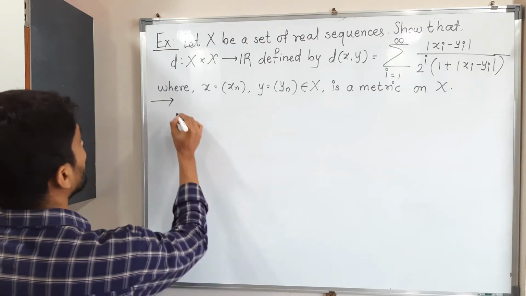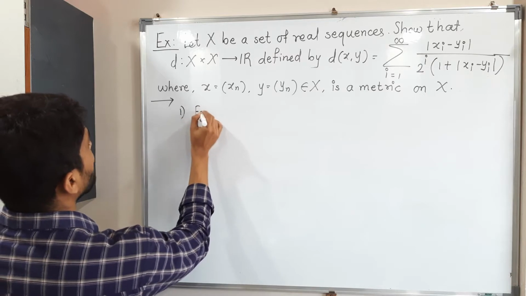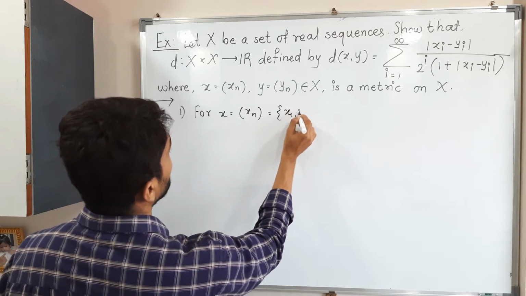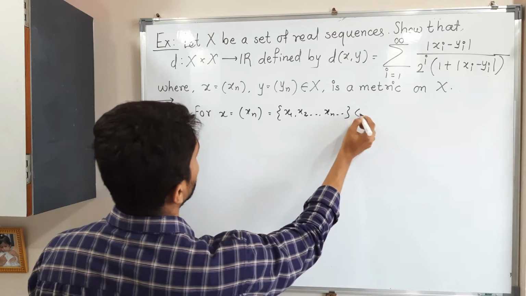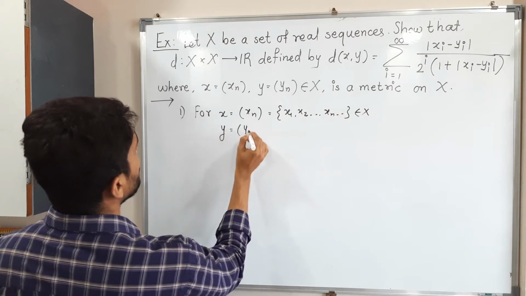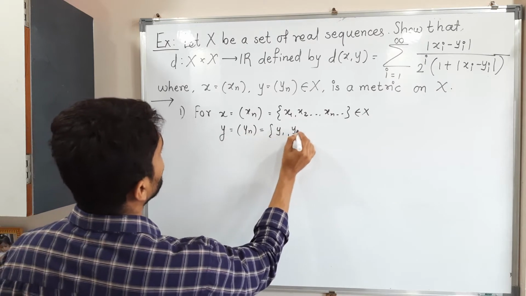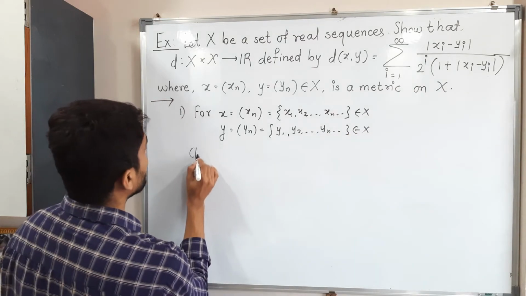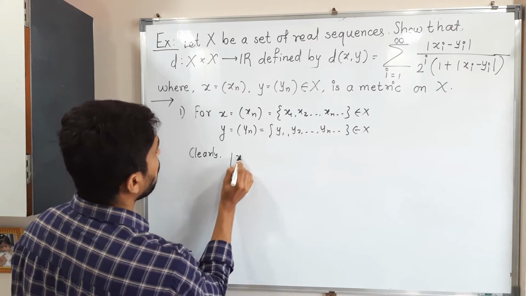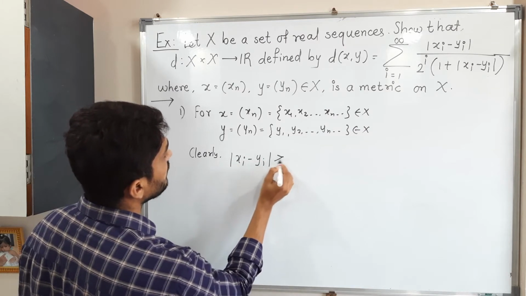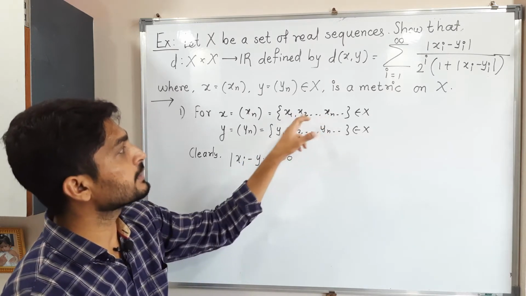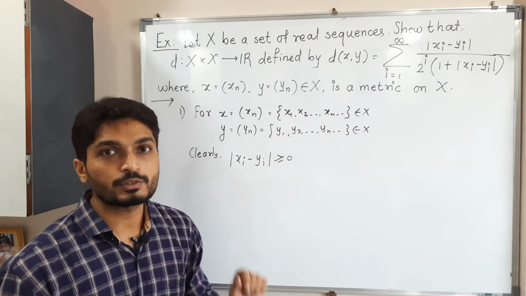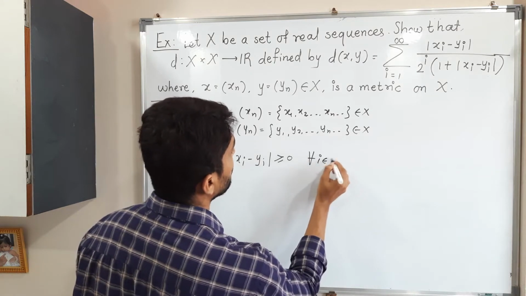So see, I will go for the first condition. I am taking 2 elements, x equal to the sequence xn. It's a sequence, so that's why it will look like this. That means x1, x2, and so on, xn, and so on. Infinite terms are there. And y is equal to the sequence yn, that means y1, y2, and so on, yn, and so on. Clearly I can write one thing, that is mod xi minus yi is greater than or equal to 0. Here xi means any arbitrary term, just like x1, x2, such a term we have as xi, and here yi. So if you subtract, mod is there, so that's why it is greater than or equal to 0, and this is true for all i, right?